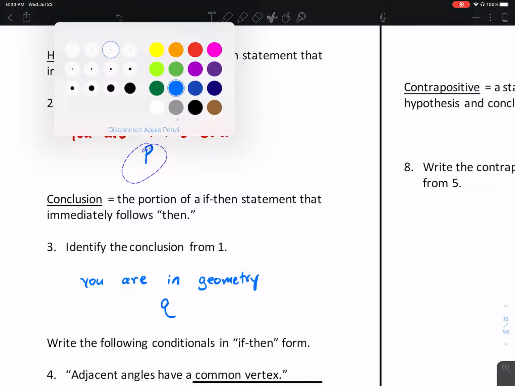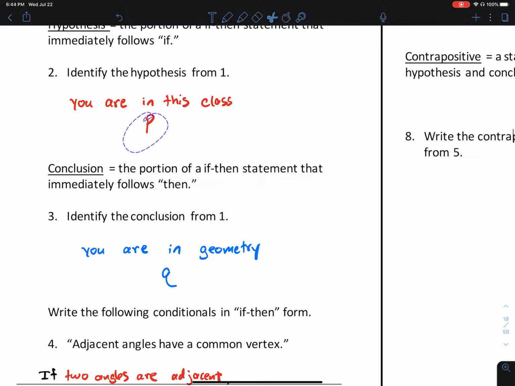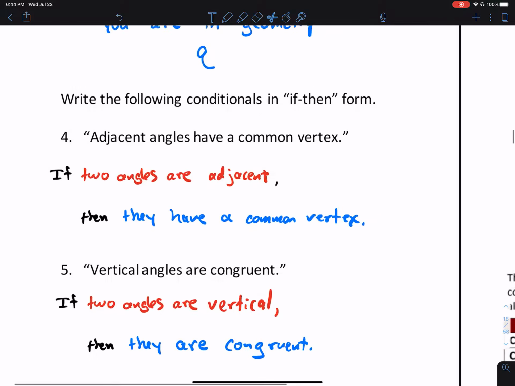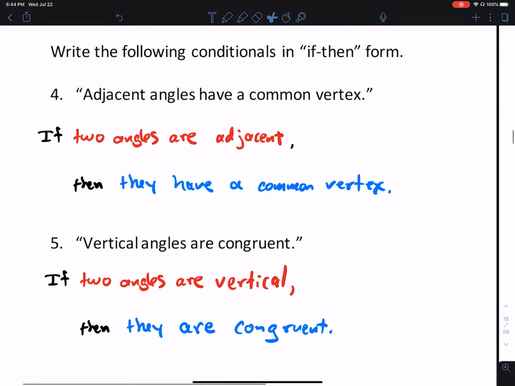All right. Once again, I wrote this down already just to save a little bit of time on this video. Write the following in if-then form. Adjacent angles have a common vertex. So the original thought is that we have these adjacent angles. Now, how many angles do you think this problem is referring to? It's implied but not said. I would think this is referring to 2 angles. It could be more, but let's just say it's 2 angles.